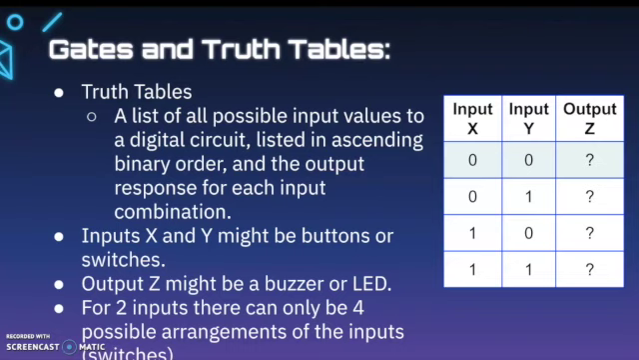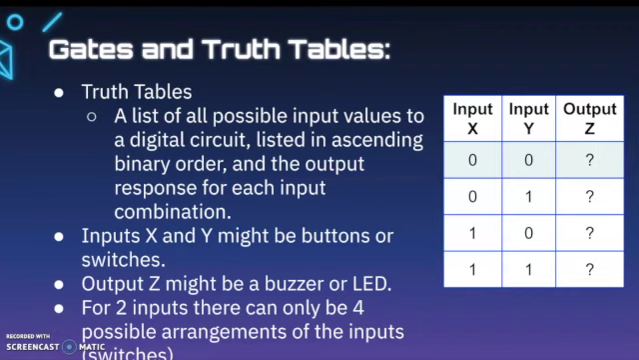So a truth table is a list of all possible input values to a digital circuit. They're listed in ascending binary order, and the output response for each input combination. Your inputs are labeled as X and Y, and these could be buttons or switches. In most of our simulations, we'll be using switches. The output Z might be a buzzer or an LED. For us, we'll be using LEDs.